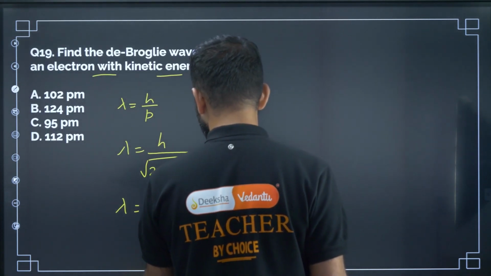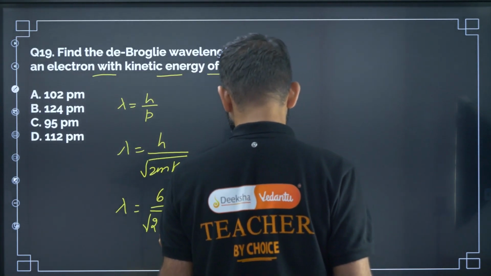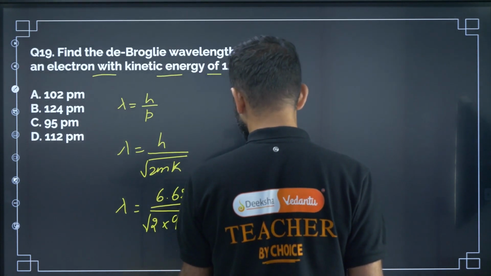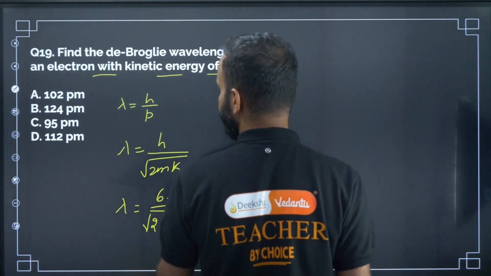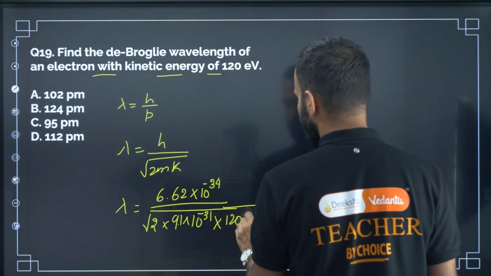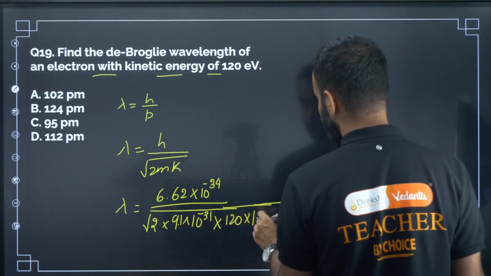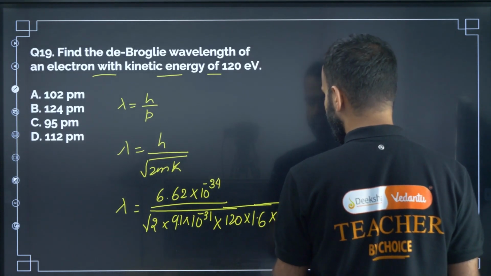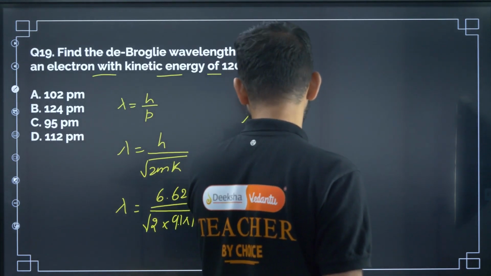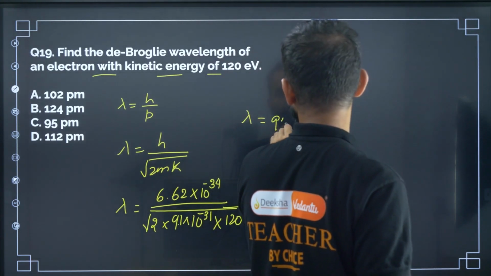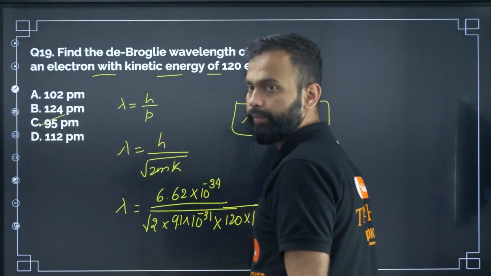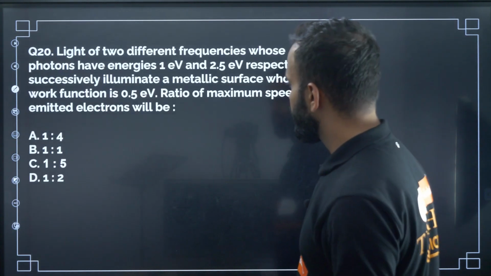2 into mass of the electron, right? Mass of the electron is here 9.1 into 10 to the power minus 31 kg into K. K is kinetic energy of the electron, right? So that is 120 electron volt. So you have to convert it into joule. So 1.6 into 10 to the power minus 19. Okay. So now solve this. You will get the value of lambda as 95 picometer. Okay. So the correct option is C. Understood? Yeah. Next question, question number 20.